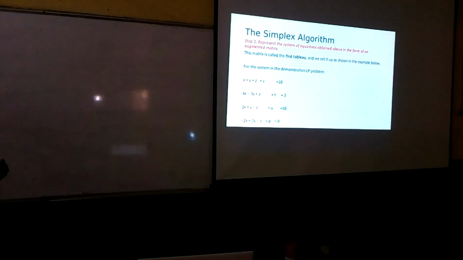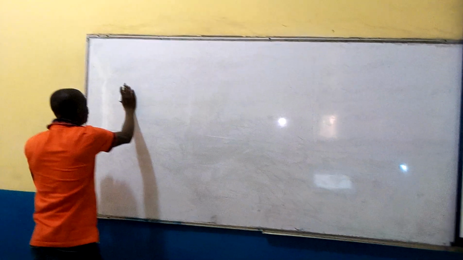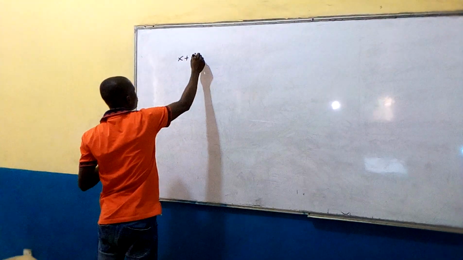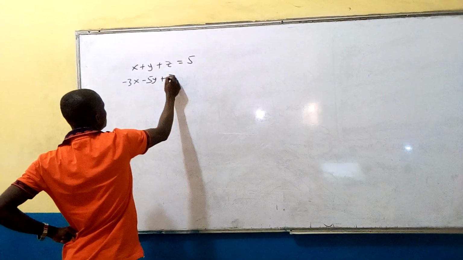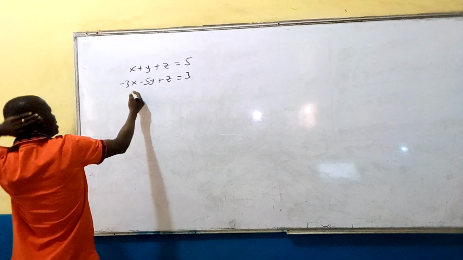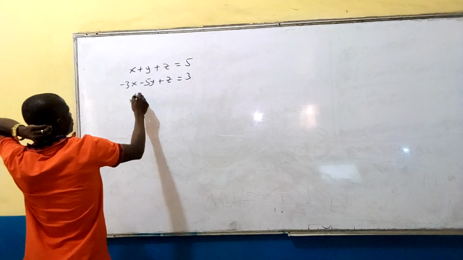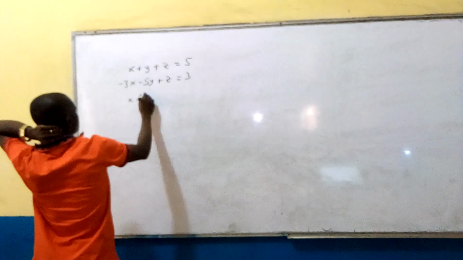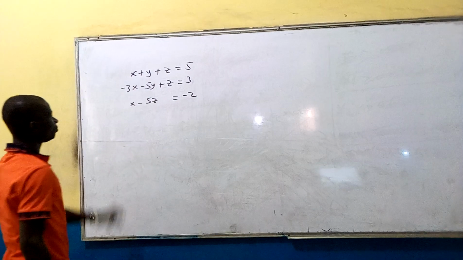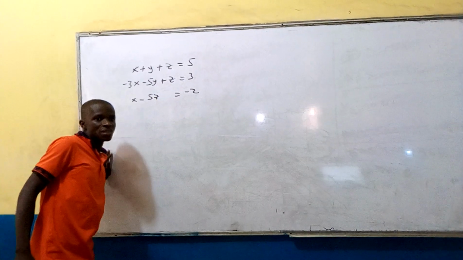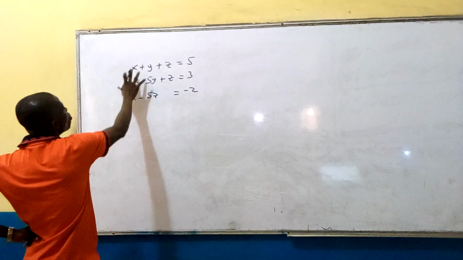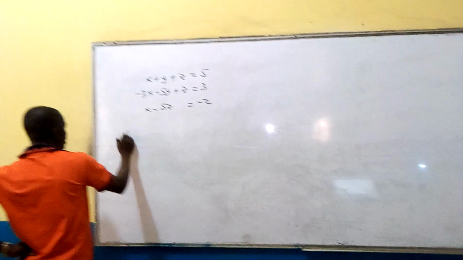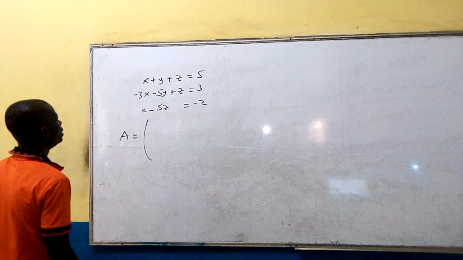If you have systems of equations, let's assume that we have x plus y plus z equals 5, negative 3x minus 5y plus z equals 3. Then let's say you have x minus 5z equals negative 2. We'll turn this to a matrix, and this is what we do. We first write out the coefficients. We can call the matrix A. We just write the coefficients.